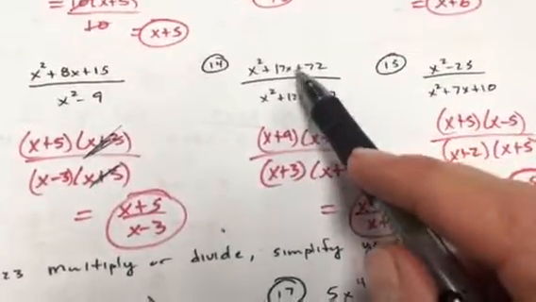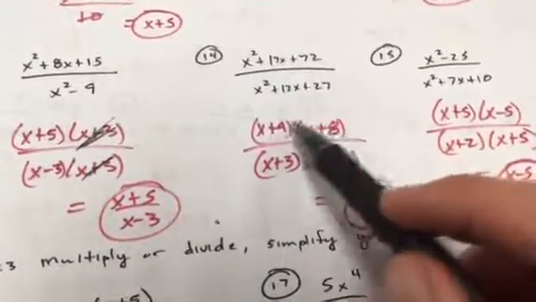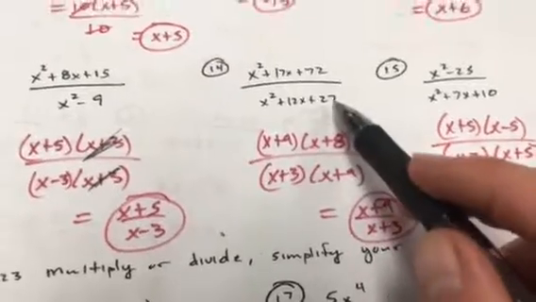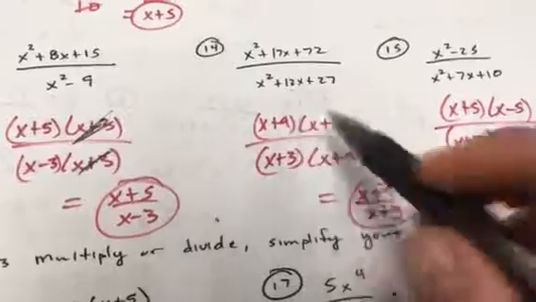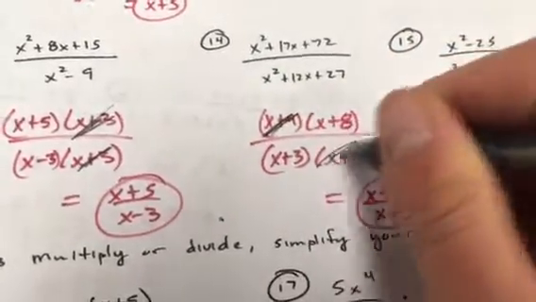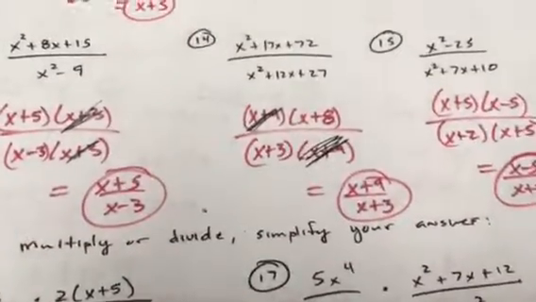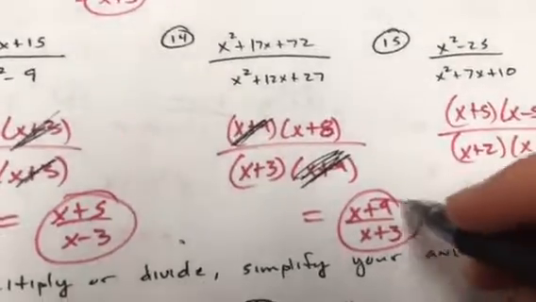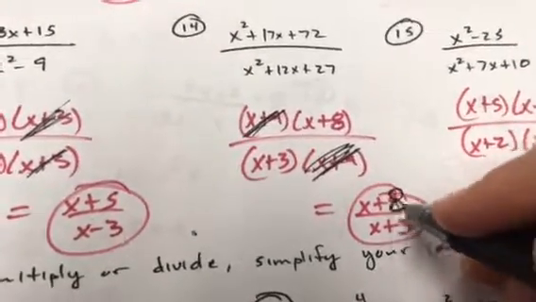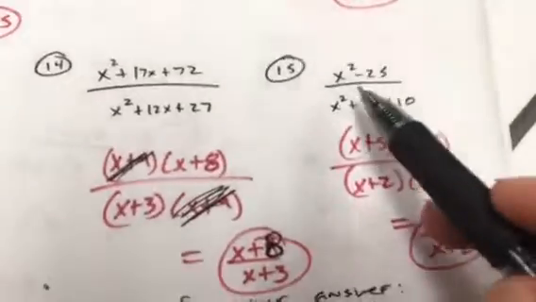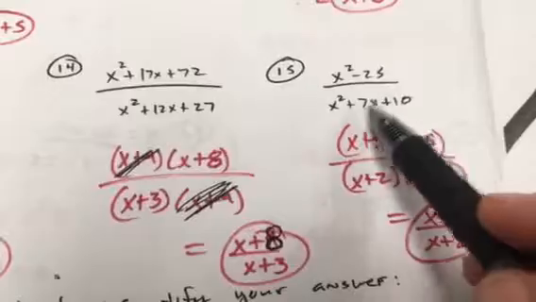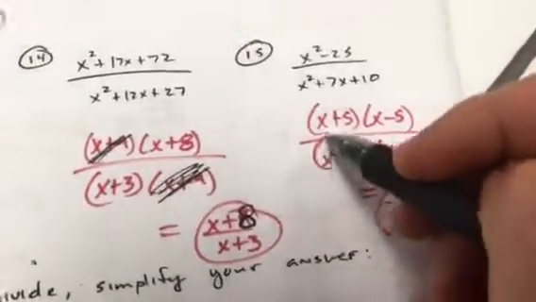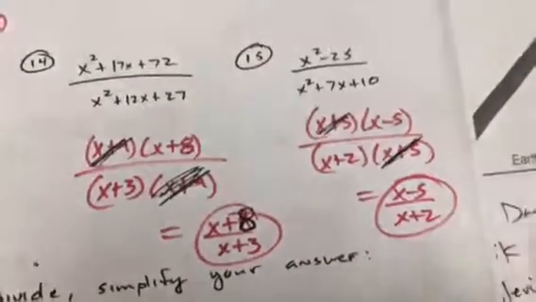What multiplies to 72 and adds to 17, because it's positive? 9 and 8. And what multiplies to 27 and adds to 12? 9 and 3. The 9s will cancel. x plus 8 over x plus, oh, that is not right. That should be x plus 8 over x plus 3. All right. Difference of two perfect squares: x plus 5, x minus 5. What multiplies to 10 and adds to 7? 2 and 5. This would cancel with this. You'd be left with x minus 5 over x plus 2.